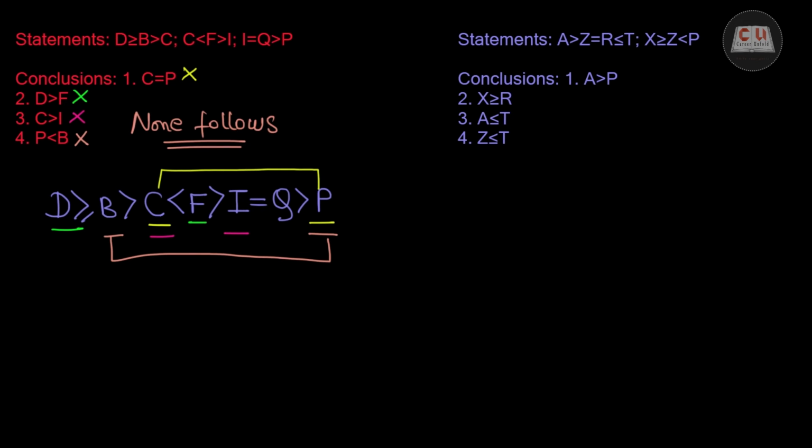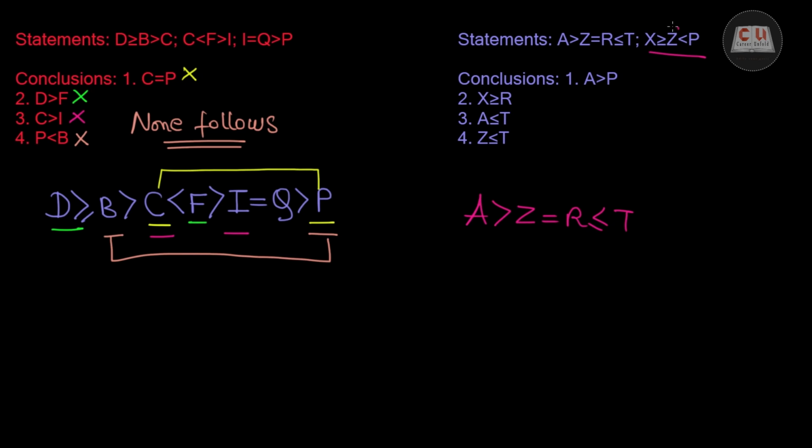I hope you got that. Let's move on to the next question. Again, here we have two statements. We'll have to combine them to form one single statement. So we'll write it as it is. A is more than Z, equal to R, less than equal to T. Now, what is common in this equation and here?